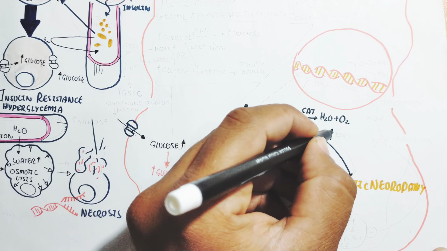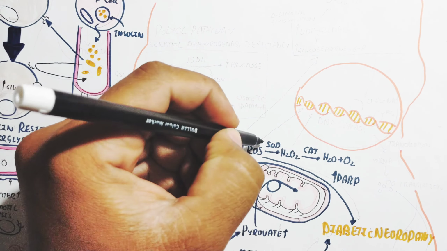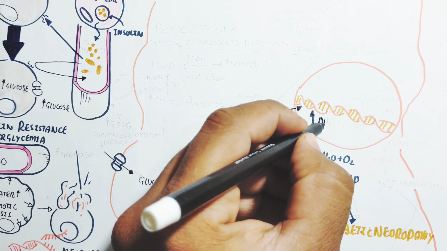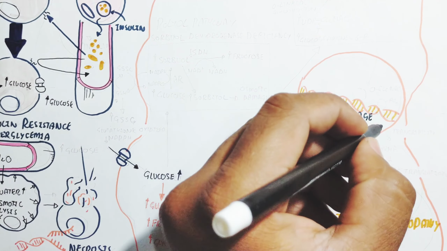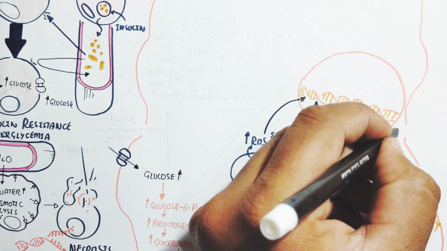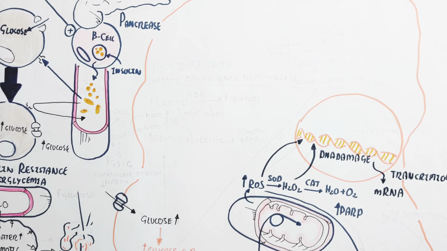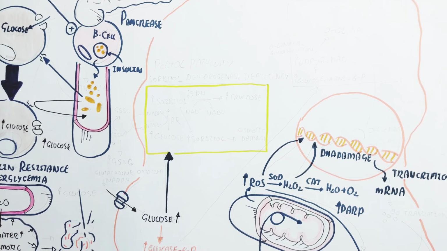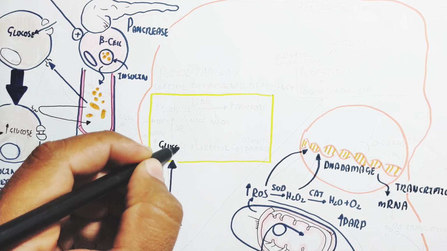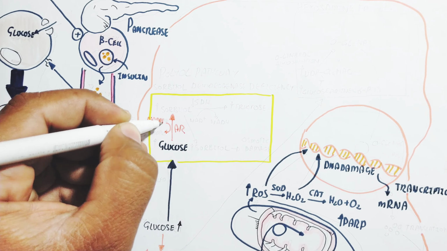The increased pyruvate enters the mitochondria and increases reactive oxygen species due to excessive electron transport chain activity and electron leakage. The leakage of electrons increases reactive oxygen species, superoxide, and hydrogen peroxide production. Enzymes convert these again into water and oxygen, but this is rare due to the greater requirement for superoxide dismutase and catalase. Their deficiency leads to DNA damage due to the increase in reactive oxygen species. Reactive oxygen species also lead to diabetic neuropathy, which we will discuss later in this video.